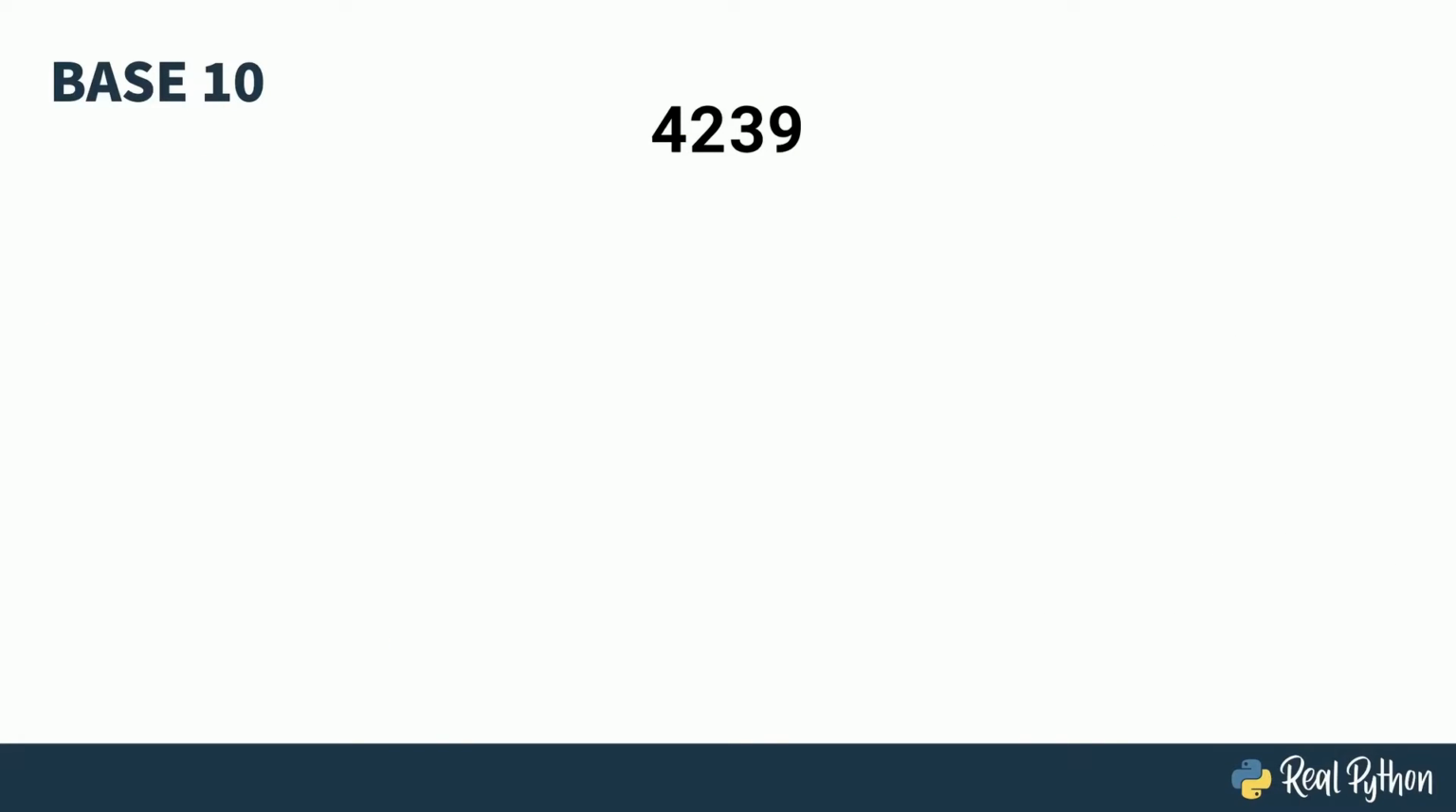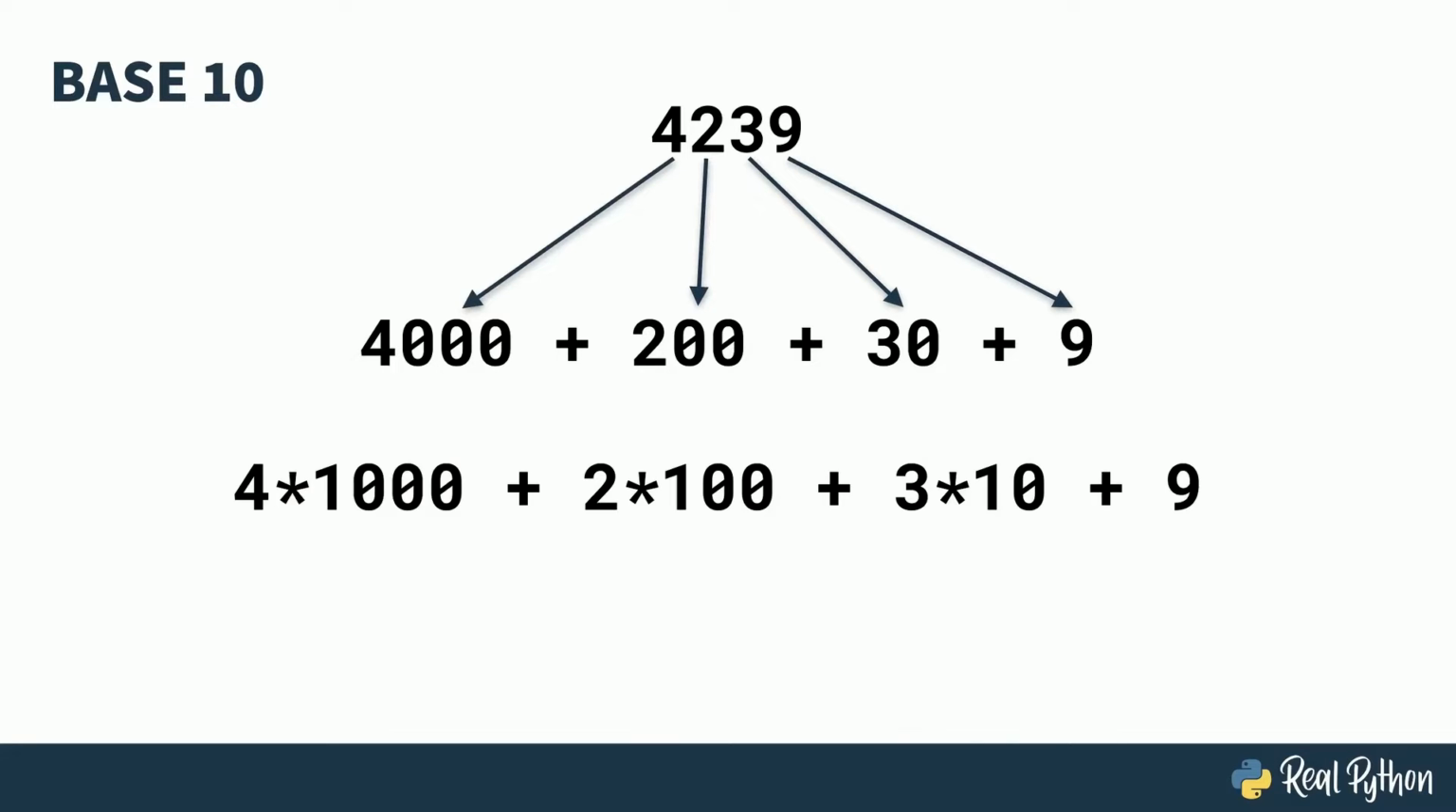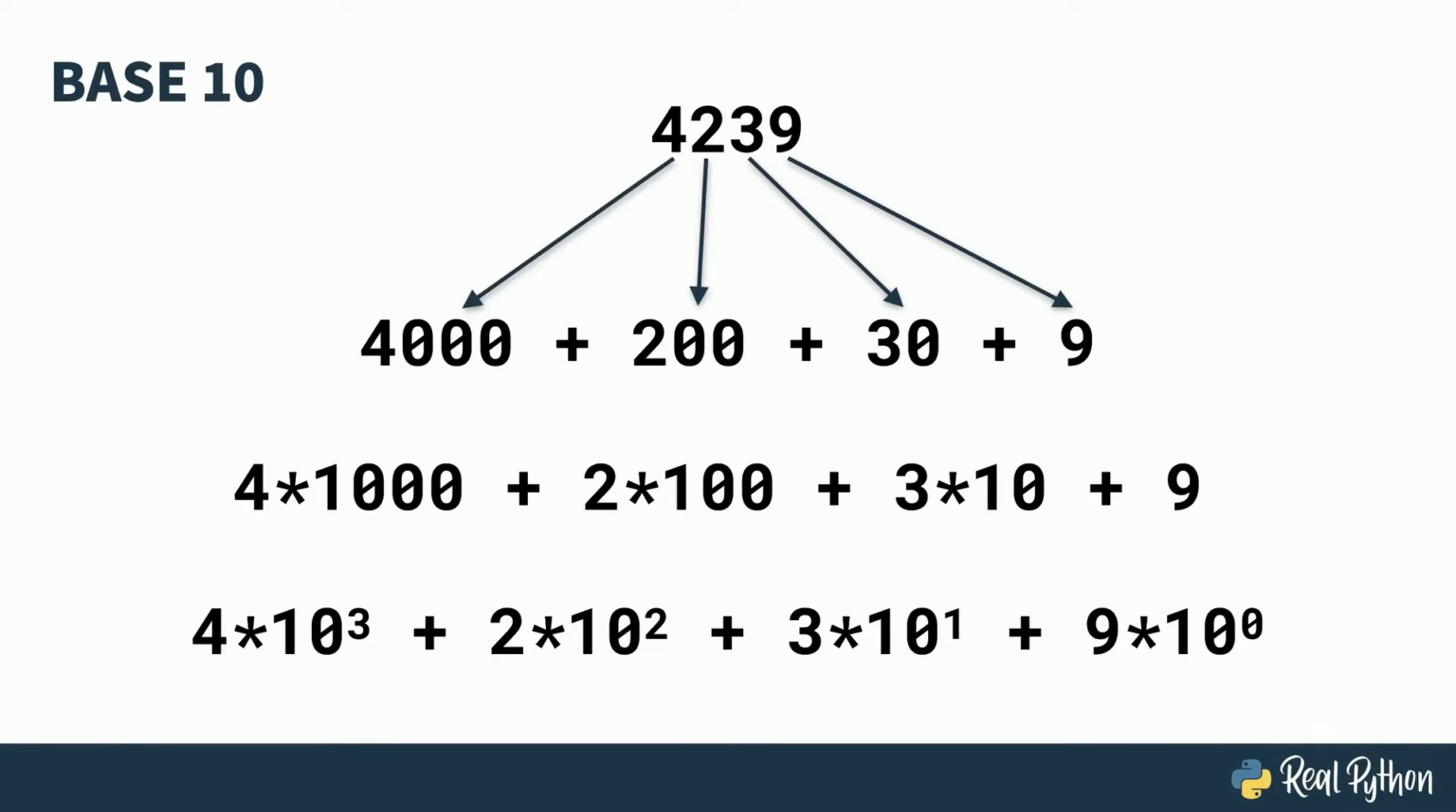Let's take a quick detour and think about the numbers you probably know a little better. Decimal. Consider 4,239. This number can be broken down into 4 parts: 4,000 plus 200 plus 30 plus 9. Each of these numbers can be thought of as the combination of a number and a power of 10, with 1,000 being 10 to the 3, 100 being 10 squared, 10 being 10, and the ones digit being 10 to the 0.